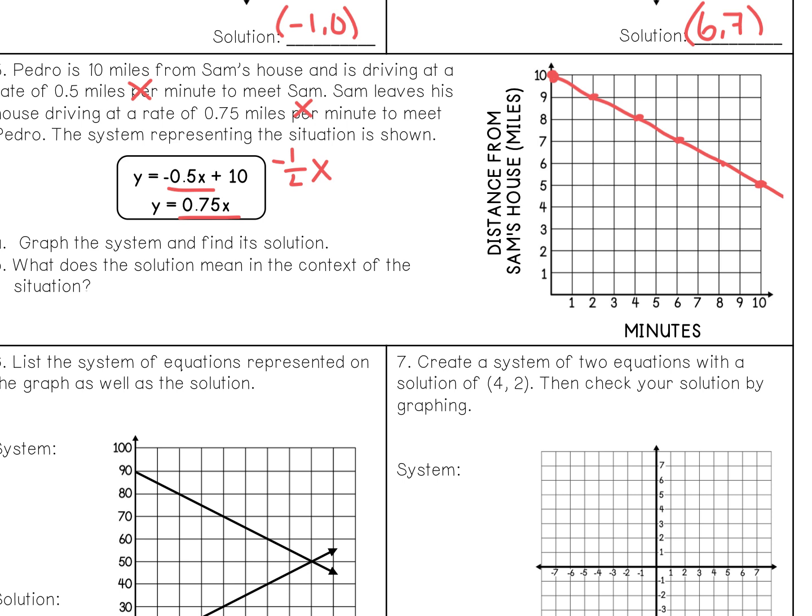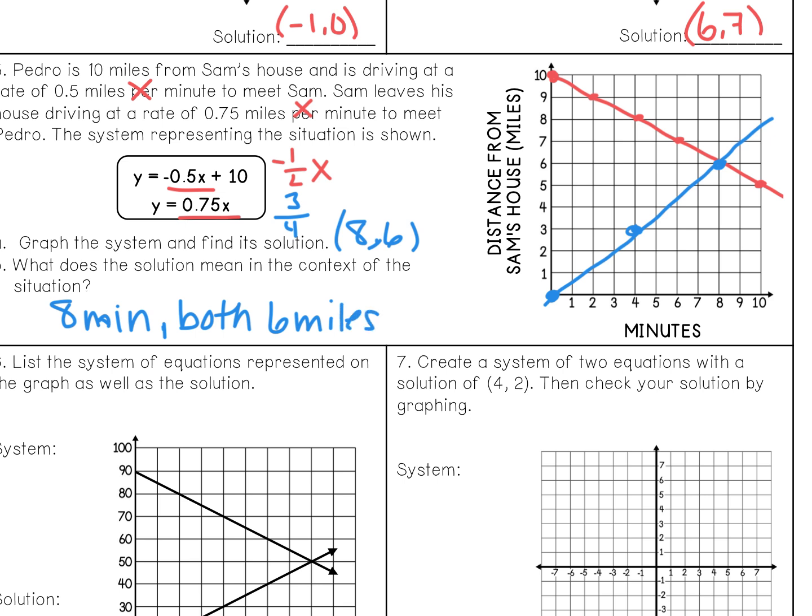And then for Sam, he's starting at the origin and 3/4, so up 3 and over 4, up 3 and over 4. So our coordinate is 8, 6. We'll always write our solution as a coordinate, but what does it mean? So now if it's a word problem, we have 8 minutes and then they are both at 6 miles from Sam's house.